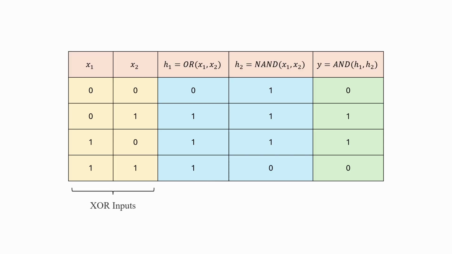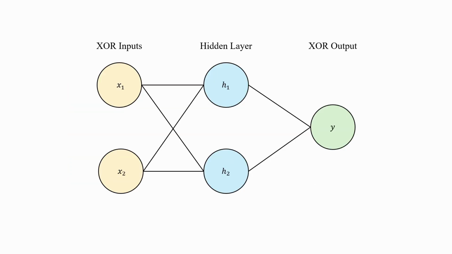We have inputs x1 and x2, a hidden layer of h1 and h2, and the output y. What does this mean? It means that a linear combination of operators can be used to represent the XOR problem, where previously it was thought to have been impossible. This hidden layer is what allows the representation of XOR. If you actually build a simple neural network model, this is what it would look like.